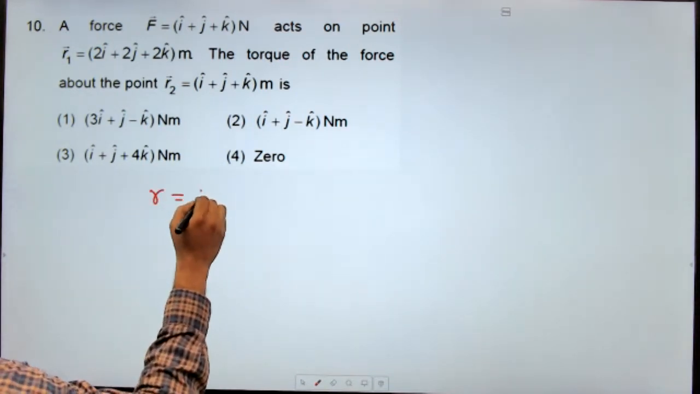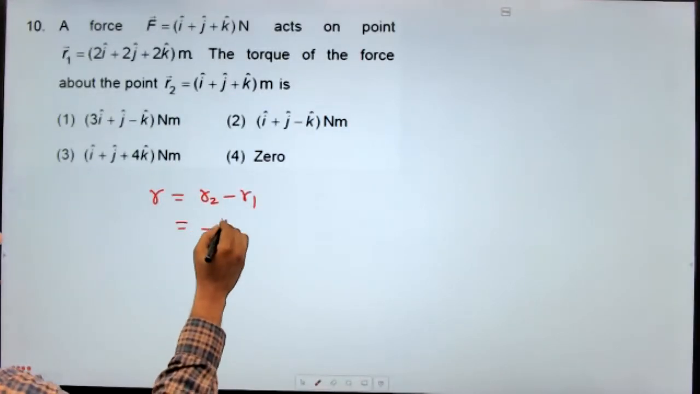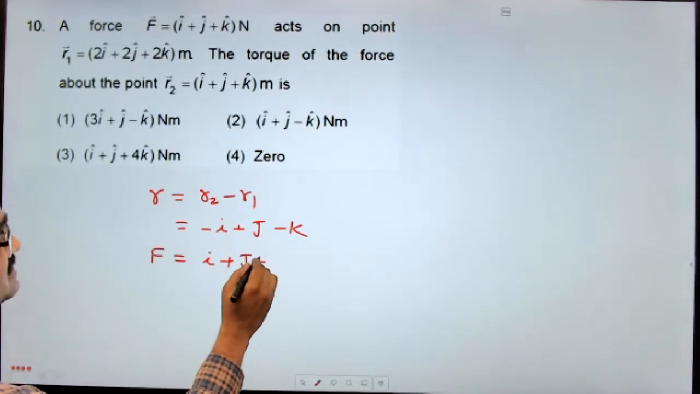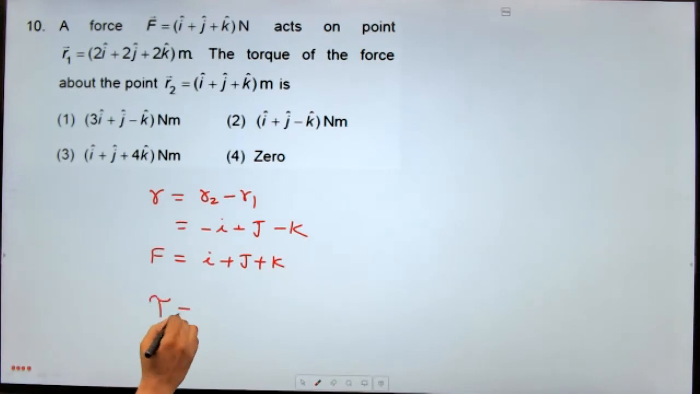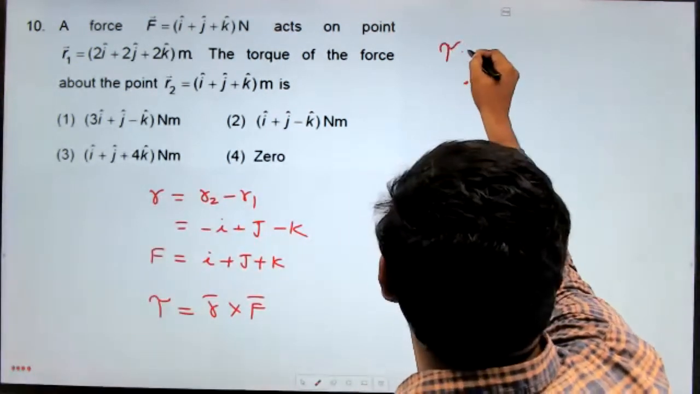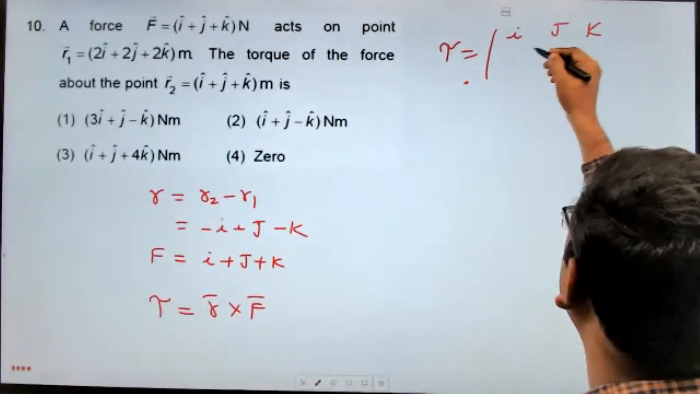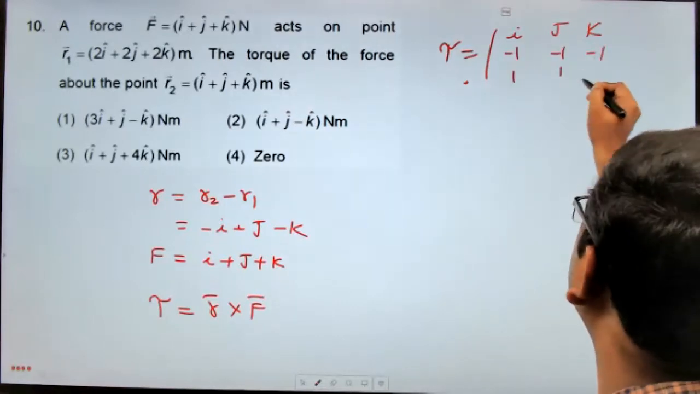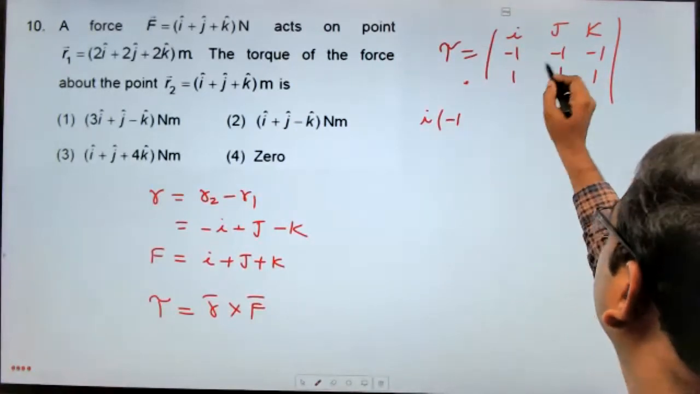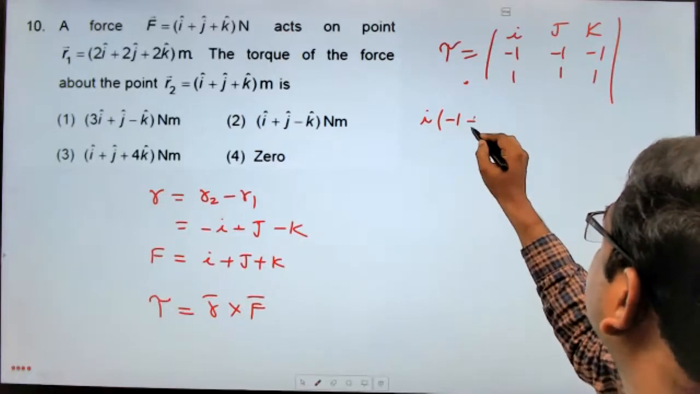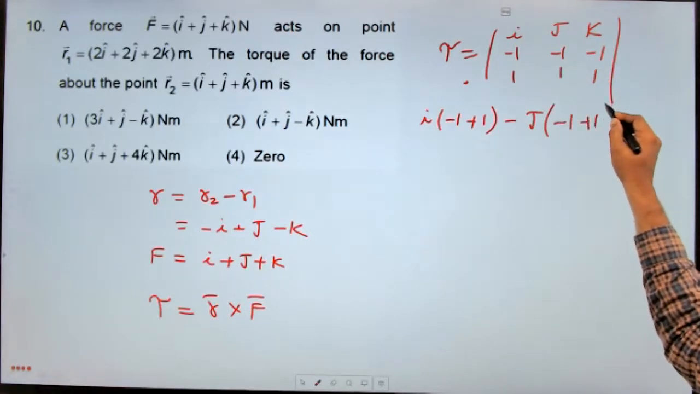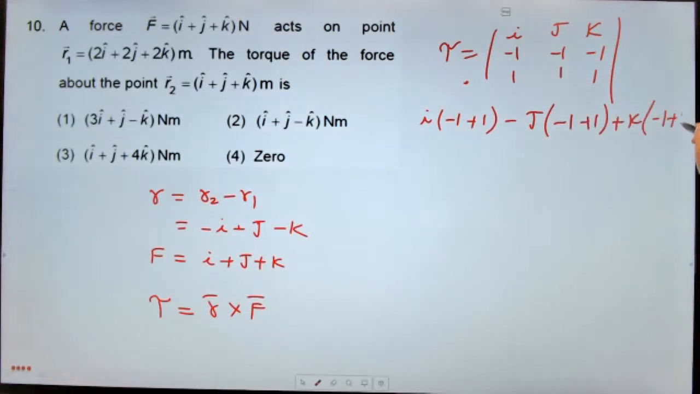So here R is nothing but R2 minus R1, that is equal to minus i minus j minus k, and force equal to i plus j plus k. Now torque is nothing but R bar cross F bar. So torque equal to i j k, minus 1 minus 1 minus 1, 1 1 1. Now i into minus 1 into 1 minus 1 into minus 1. So this is equal to plus 1, minus j into cross multiply, minus 1 plus 1, plus k into minus 1 plus 1.